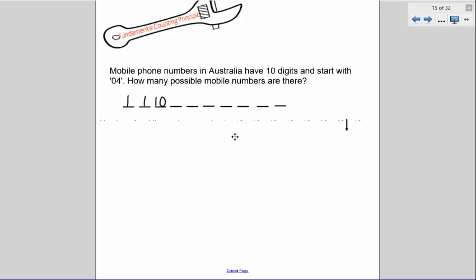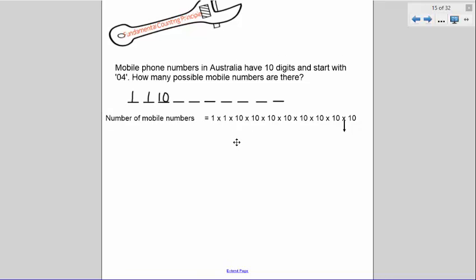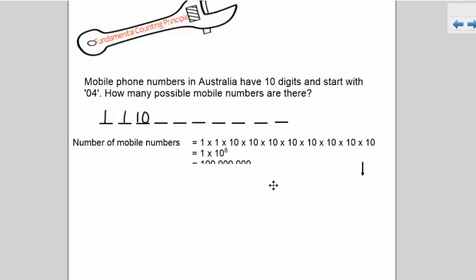That gives us a total of 1 multiplied by 1 multiplied by 10 times 10 times 10 times 10 times 10 times 10 times 10 times 10, which gives us 1 times 10 to the power of 8, which is 100 million different possibilities that can be issued in Australia.